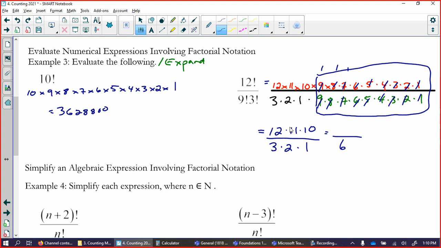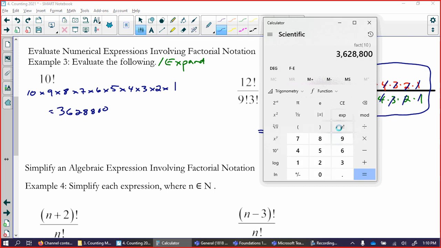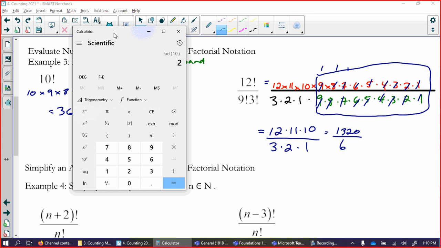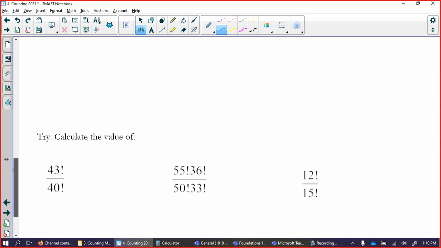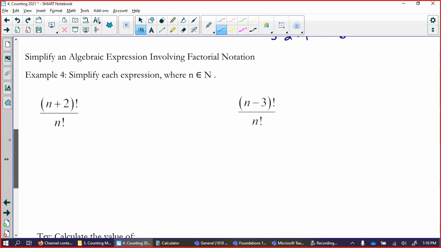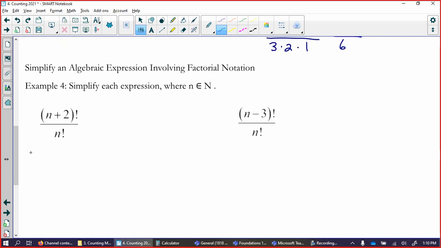That's 121 plus 12 is 132, I think. Divided by 6, if we needed an actual numeric answer, that's 220. So this is kind of the trick we're going to use with some of these, especially those ones down there. We can do it with numbers.